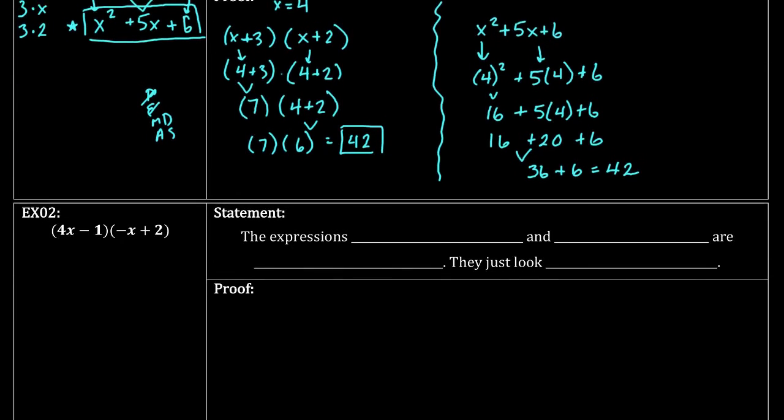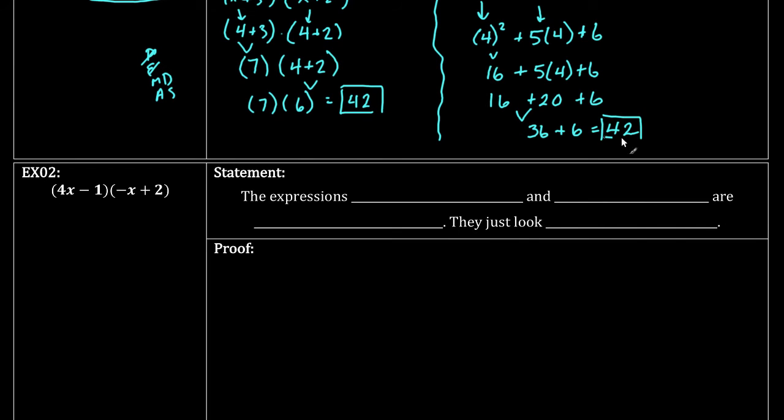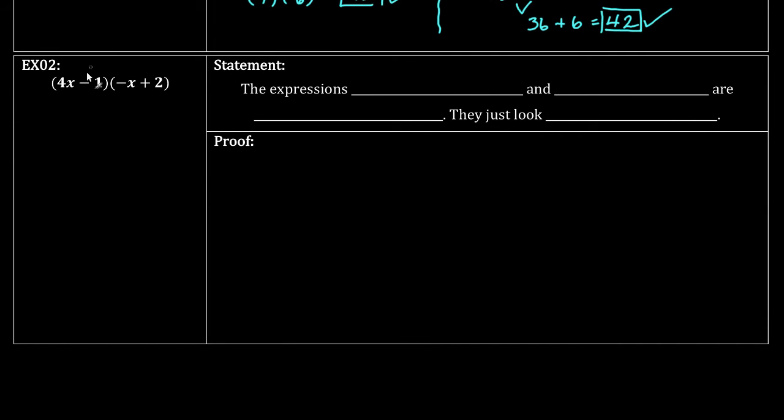Alright, so let's try our next one. Remember that we have two terms times two terms. 4x times negative x. And then we have 4x times positive 2. Negative 1 times negative x. And then we have negative 1 times positive 2.